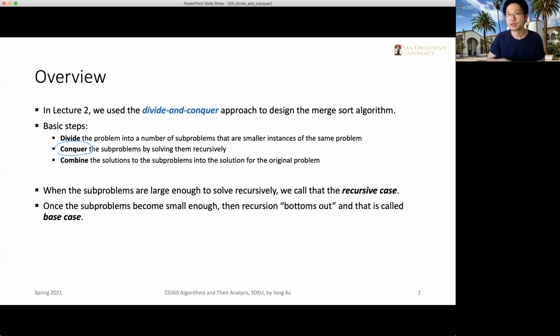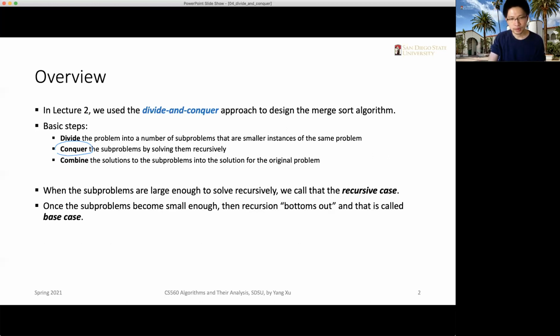Okay, because we somehow need to provide some basic solutions to the simplest case of the problem. Okay, the recursion will never occur infinitely. Otherwise, the algorithm will never return, right?